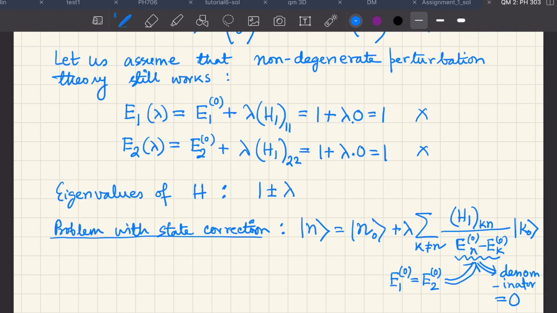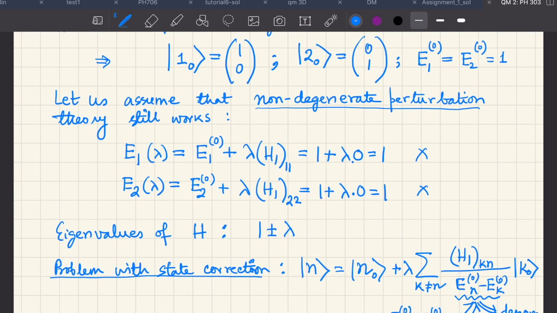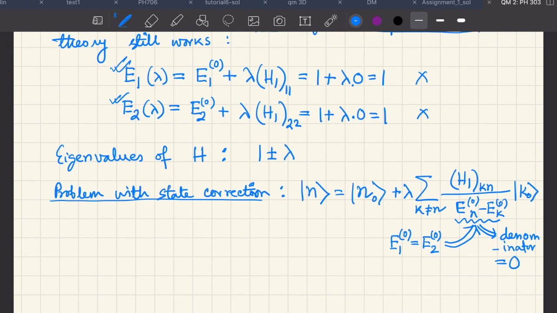So the question is, what can we do now? I hope you understood where the problem is. The problem is that if you try to apply the non-degenerate perturbation theory results to a problem where clearly this H0, the unperturbed Hamiltonian, has degeneracies, then it clearly shows that there is a problem with the energy correction as well as a problem with the state correction too.